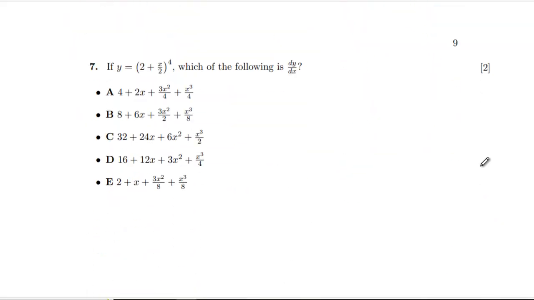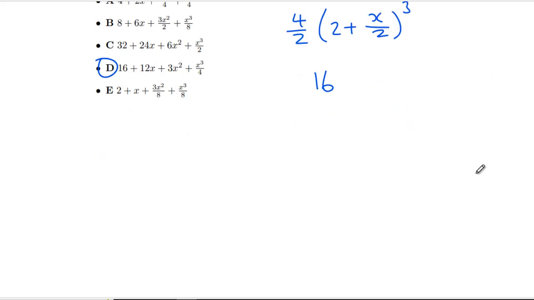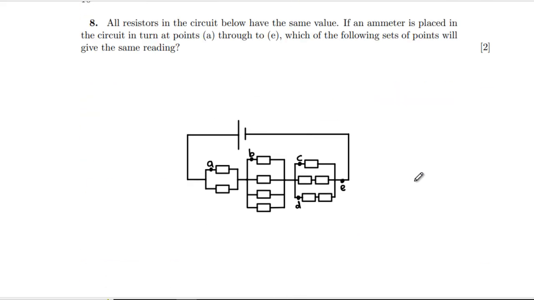And onwards to question 7. If y equals that, which of the following is dy dx? Right, so, well, differentiate it, we'll get 4 over 2 plus x over 2 cubed. So we've got 2 times something. Fortunately, they've given us very different numbers on all of these. So we're going to have a 16, so it's already looking like D. So let's check our cubes. That will be 2 times an 8th, so a quarter of x cubed. So yeah, D. That's good. Flying through these at the moment.